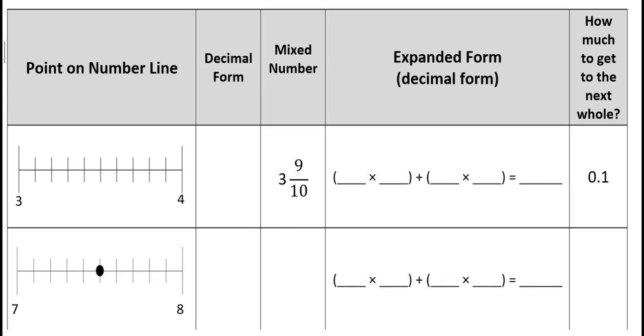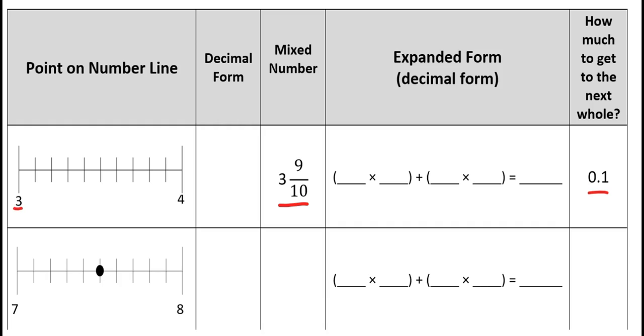In my last section, I have a chart showing various forms of a number. If I look across the first row, I need to represent 3 and 9/10 as a point on a number line, in decimal form, in expanded decimal form, and then the last column asks, how close am I to getting to the next whole? So let's start by looking at 3 and 9/10 on the number line.